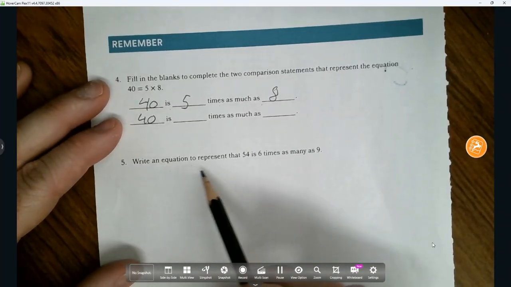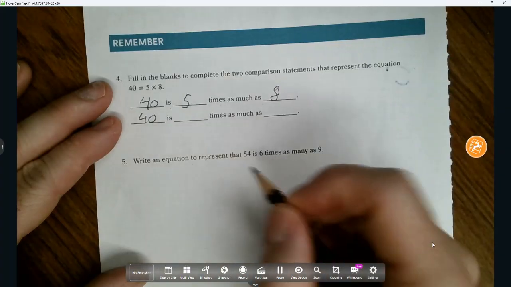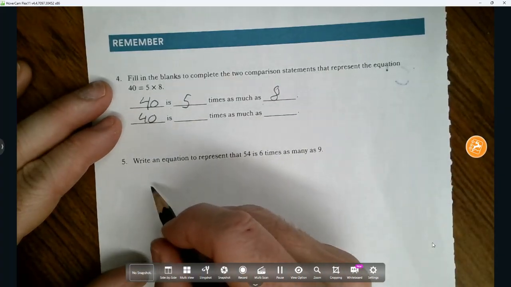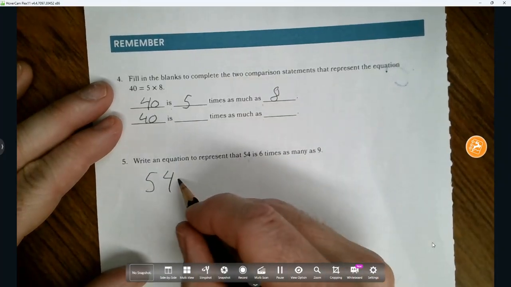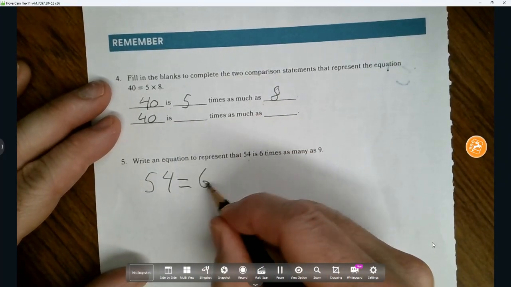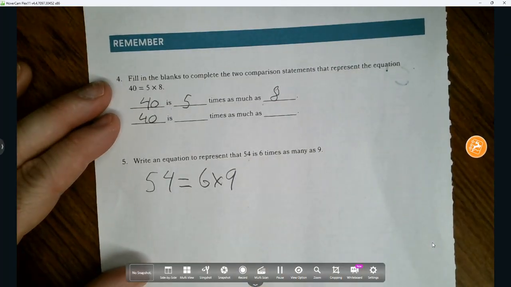And this says write an equation that represents 5 is 6 times as much as 9. I'll give you one. It says write an equation. You know what? We'll just do it. 54, and that's 54 is 6 times as much as 9. Right?